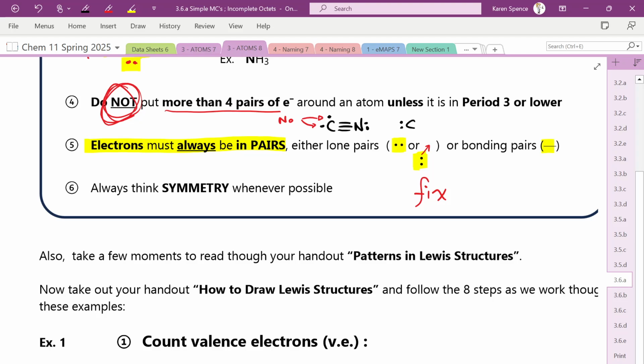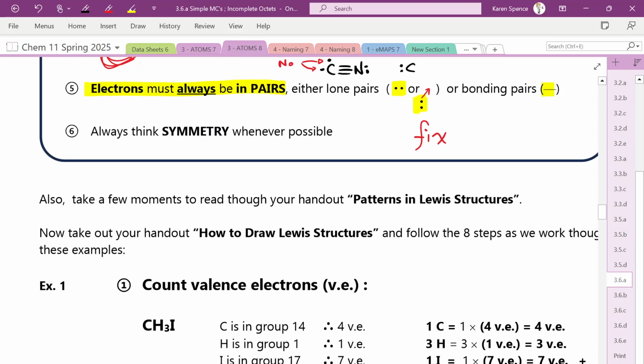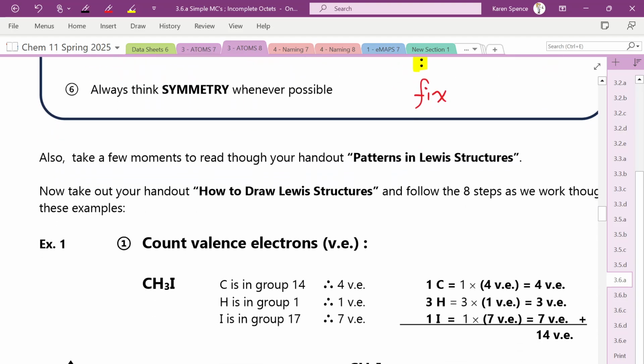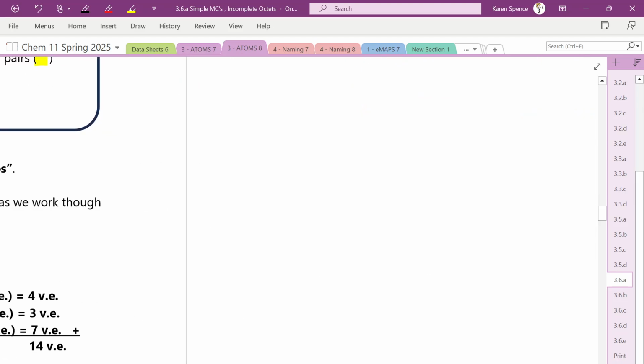So here we have our little handout, how to draw Lewis structures, and we are going to follow the 8 steps as we work through these examples. Number 1, we're going to count the valence electrons, and we are starting with CH3I. So I'm going to do CH3I over here. Count the valence electrons. That's always step number 1. So we're going to say carbon. How many valence electrons does carbon have? 4. So I'm going to put 4 here.